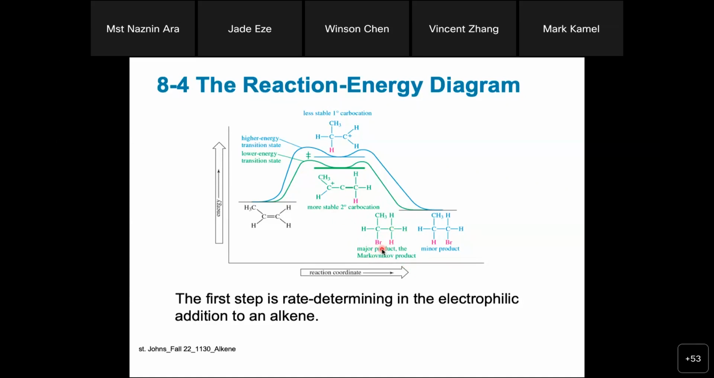However, when we do the laboratory synthesis, sometimes this type of minor, less stable product is also produced, but this is negligible. So this is our correct answer, what we just explained. And this is actually the Markovnikov rule.